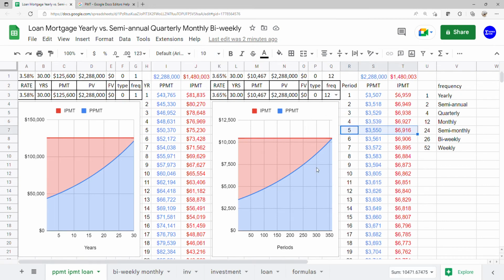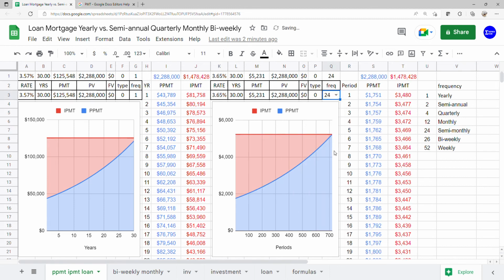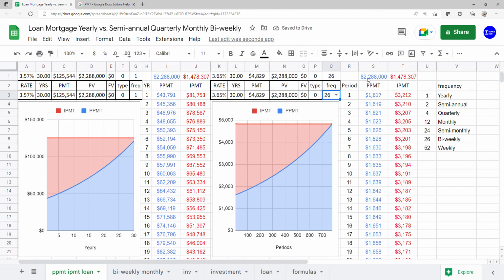Suppose I change, instead of monthly, I go semi-monthly. So change that to 24. So these values remain the same. They are equal. But our rate now, the annual rate will be 3.57 in the equivalent. Change it to, this time, go bi-weekly, so 26. Of course, the total principal payment and interest payment, they match, they're the same. But our rate now is 3.57, still lower than 3.65.